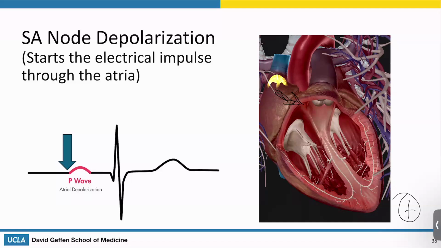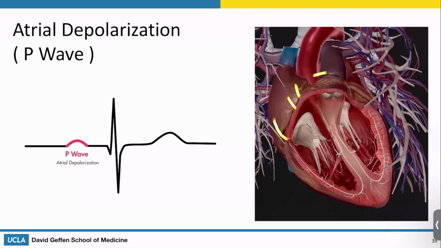So that SA node sends the impulse. We go through the atria. You can see that yellow, sending that impulse through the atria, depolarizing cell to cell to cell, creating that P wave, that positive impulse moving in this direction, right? Towards, if we're talking about lead 2, towards that positive lead, we get that positive deflection.